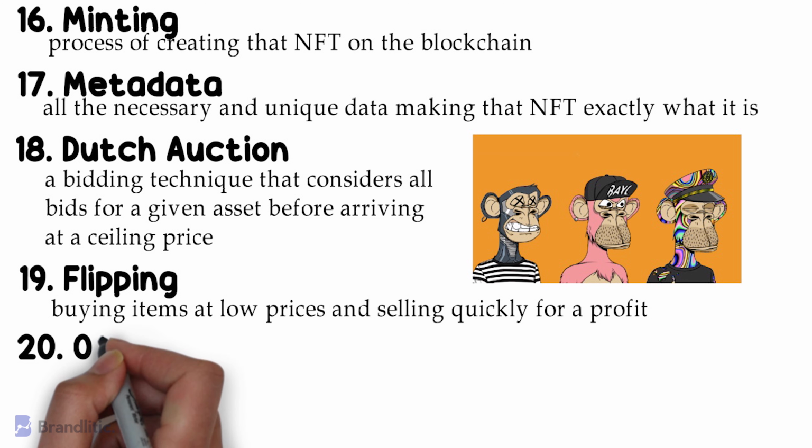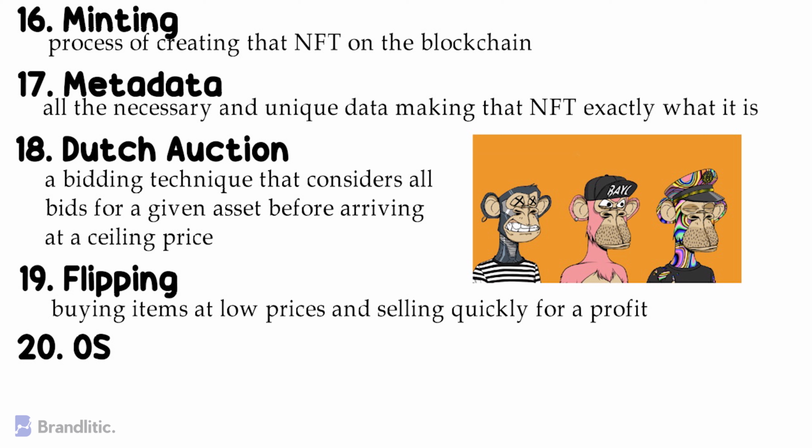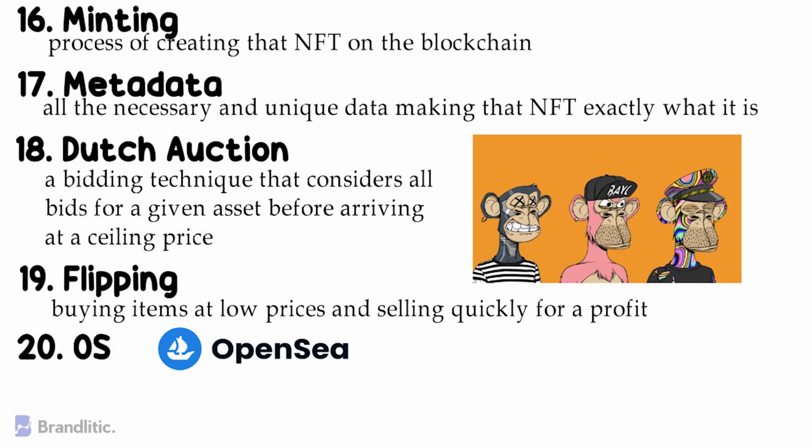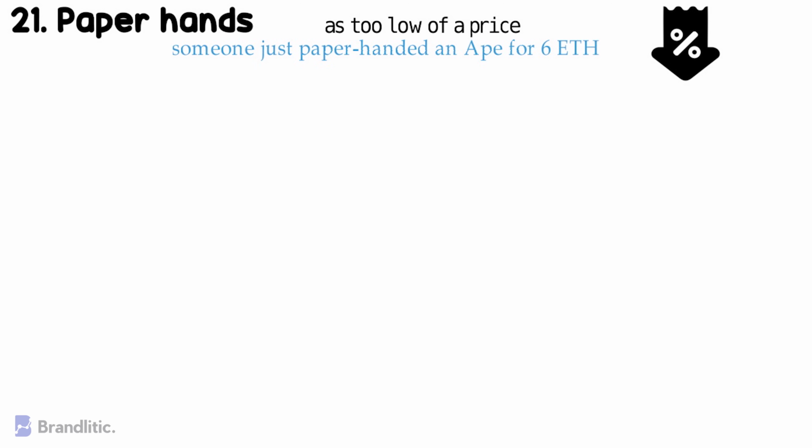Next, number 20, OS. OS is shorthand for OpenSea, which is the leading NFT marketplace on the Ethereum network. Next, number 21, paper hands. Now, paper hands is basically the opposite of diamond hands and is another term that isn't NFT specific but is often used in the space. It refers to someone who sells something, for example an NFT or a cryptocurrency, at what is perceived by others as too low of a price. Just like diamond hands, paper hands can also be used as a verb. Someone just paper-handed an ape for 6 Ethereum.